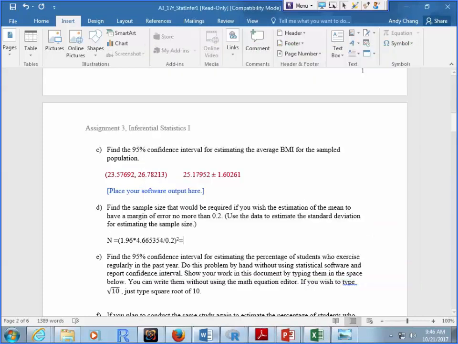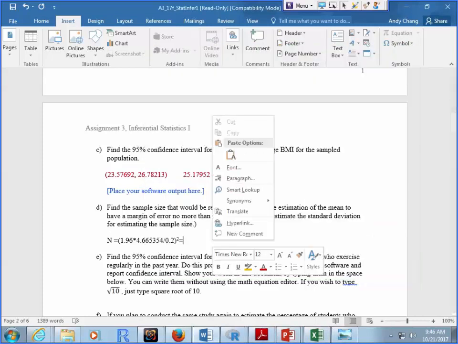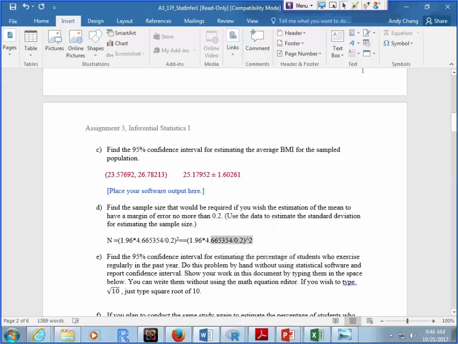2090. Actually, I had it. No, 20. I didn't copy it right. Okay, so 2090 point something, and you always round up to the next higher integer, 2091. That will be your sample size.